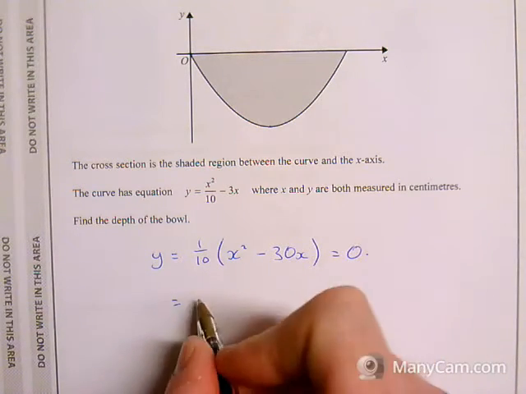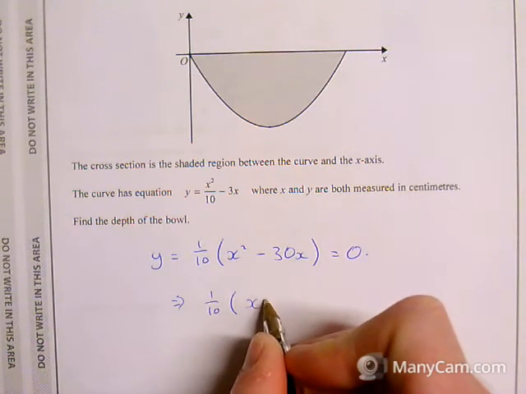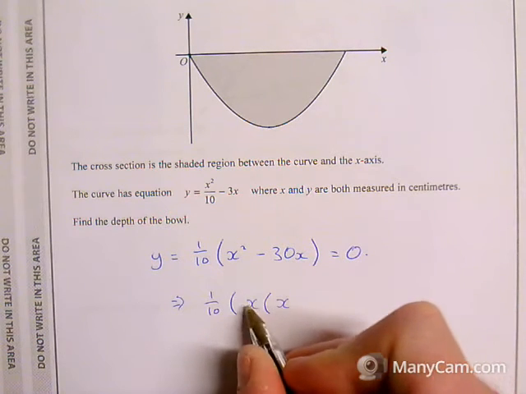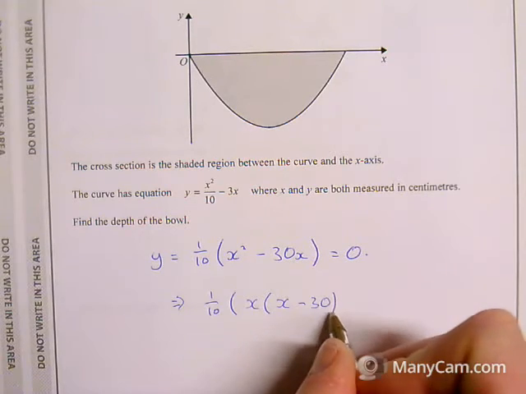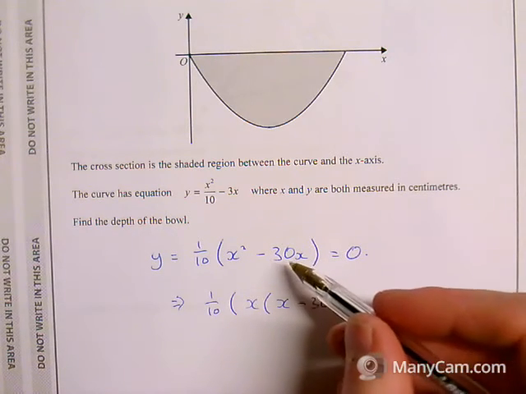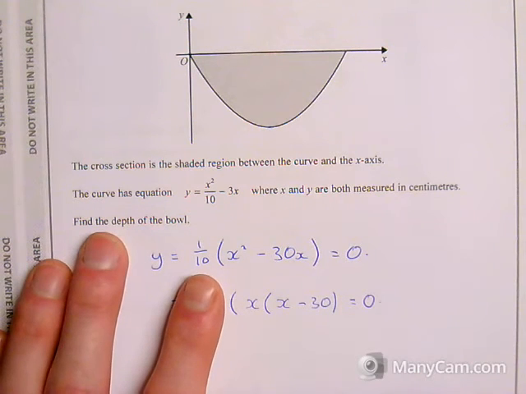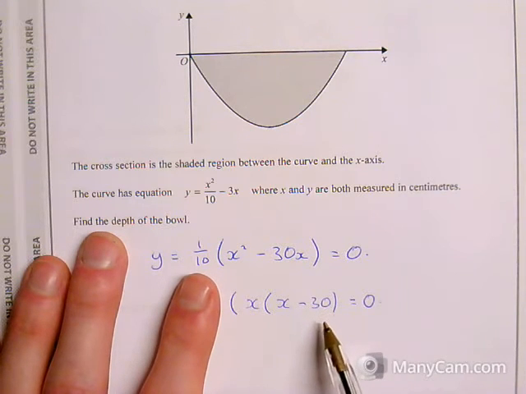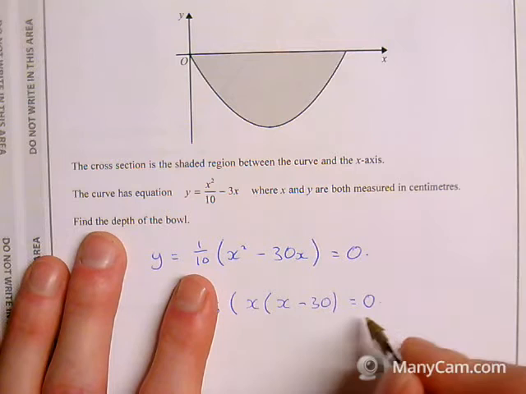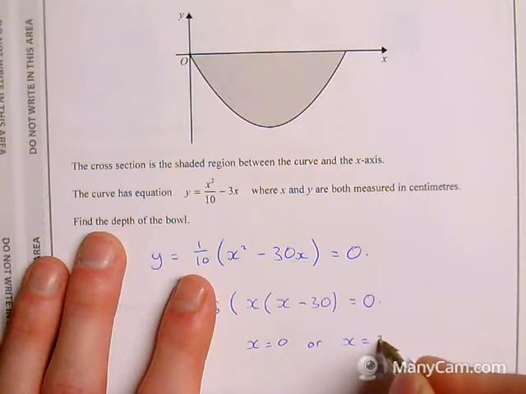So this is going to turn into a tenth, and then inside the bracket I can take x outside, and x times x gives me x squared, and x times minus 30 would give me my minus 30x, and that's equal to 0. Now, ignoring the 1/10 at the front, because that doesn't change anything at all, if I was just working with this x times x minus 30, then we could say that that's equal to 0, so x has to be 0, or x has to be 30.